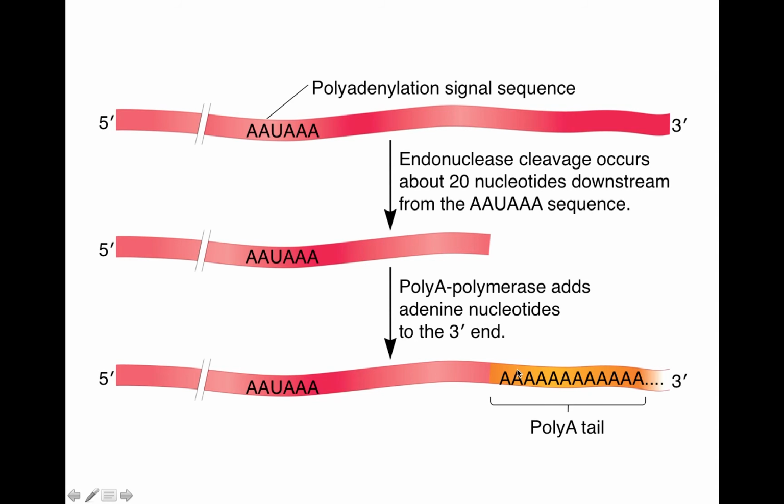polyadenylation occurs. An enzyme called poly-A polymerase adds an A and an A and an A, up to 200 A's, at the 3' end of the messenger RNAs, and that also protects it from degradation. In addition, there's poly-A binding protein that binds to the poly-A tail to further protect the end from degradation.